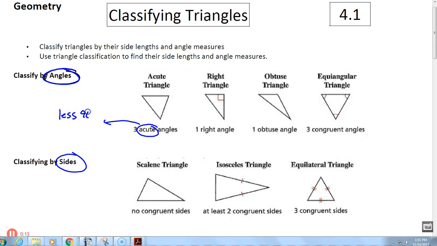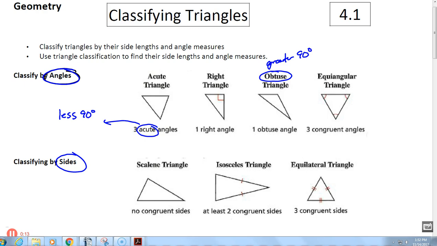Less than 90 degrees. So if all three angles are less than 90 degrees, you are called an acute triangle. Now, if one of the angles is 90, you're called a right triangle. If one angle is greater than 90, remember obtuse meant greater than 90 degrees, you're called an obtuse triangle. And then if all three are equal, you're called equiangular. Equal angles.